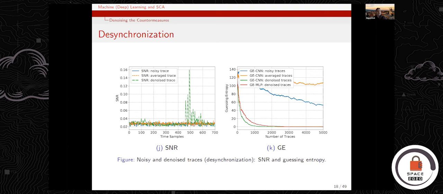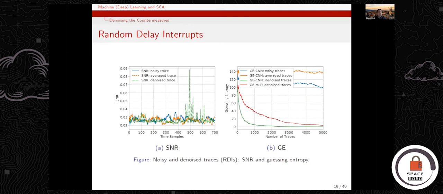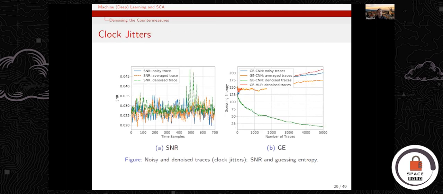We can first denoise and then use template attack, for instance. Various combinations can work. And then similar behavior here I show also for a different type of countermeasure, random delay interrupt. It's more difficult than desynchronization because RDI is a local misalignment, but still we break it successfully, or jitter. So again, local misalignment, still we see that we can break it successfully after denoising with multi-layer perceptron.